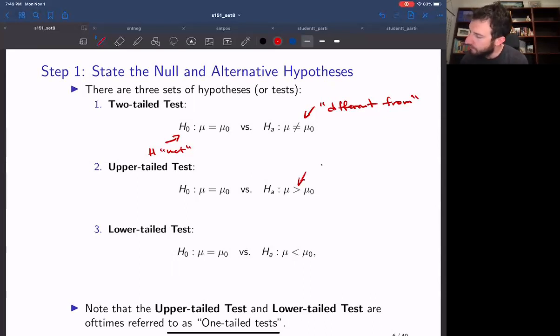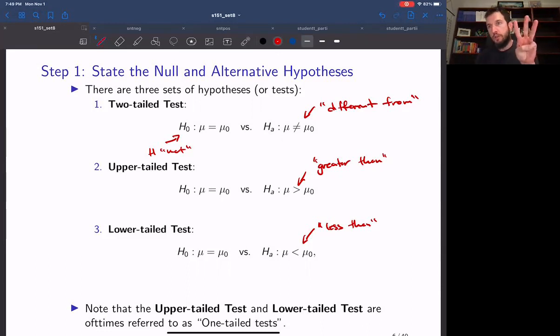This is the greater than sign. In this case, we would be asked, is there evidence that mu exceeds, mu is bigger than, mu is greater than some value? So this would be the upper tail test. I'll show you why it's called upper tail momentarily. And then the other type of test is the lower tail test. So here we would have less than. Is there evidence that mu is less than some value, mu is smaller than some value? In that case, we would use the lower tail test.